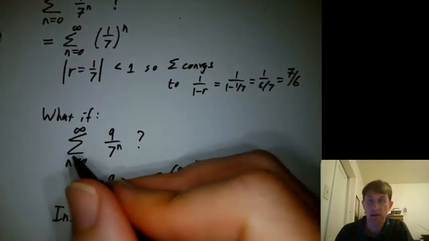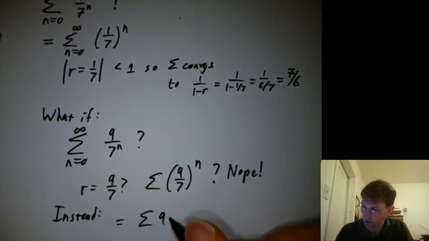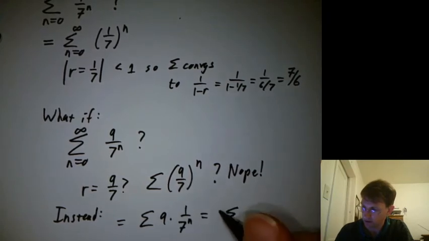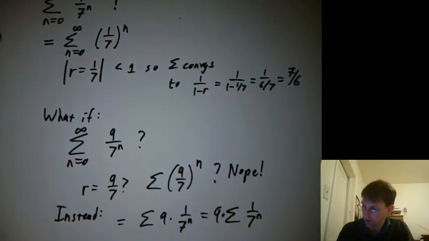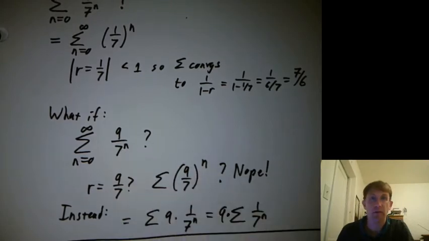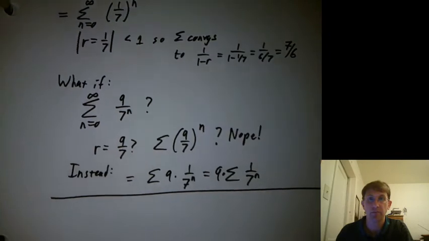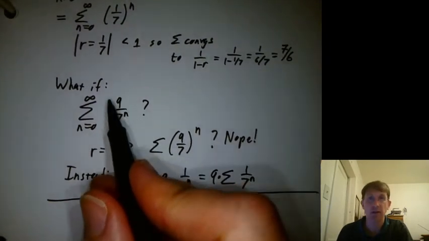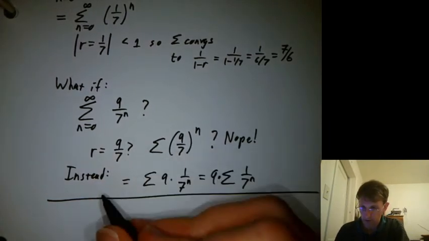Well, the 9 is just a constant multiplier, so we could rewrite it as 9 out front times 1 over 7 to the n. And then we're back where we started. Okay, so sometimes we have to do a little bit of manipulation before we can recognize something as a geometric series, and not jump too quickly to just say, oh, I see stuff to the n, let me just call that thing r.